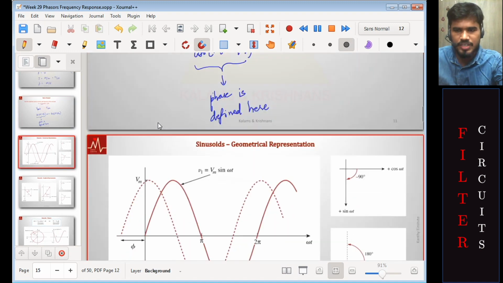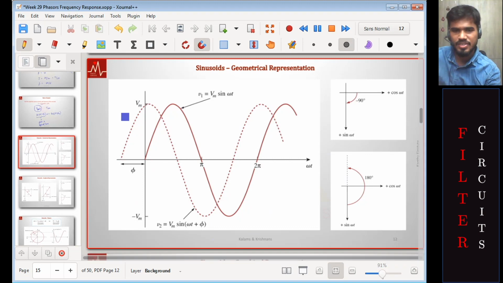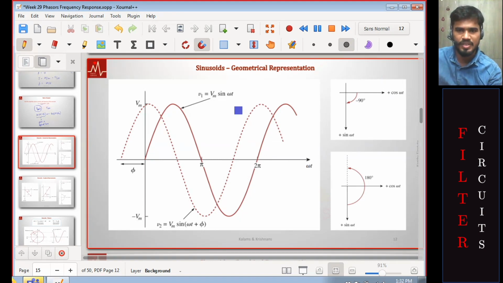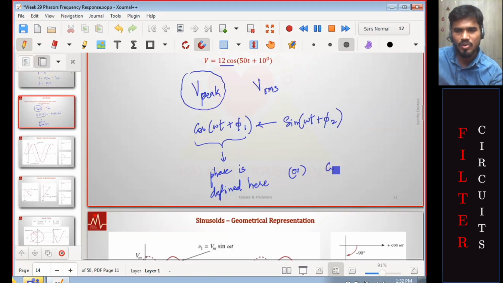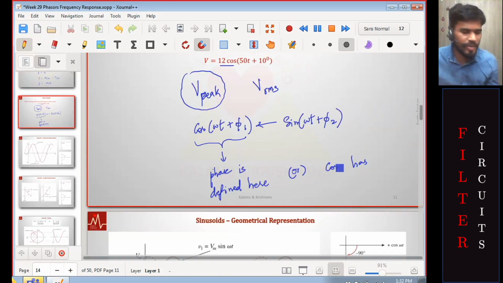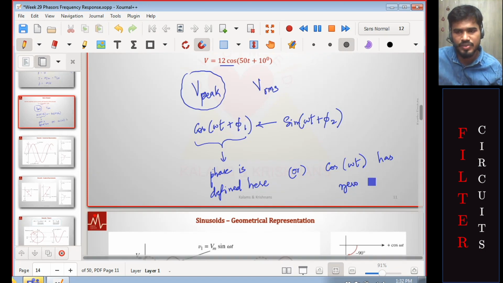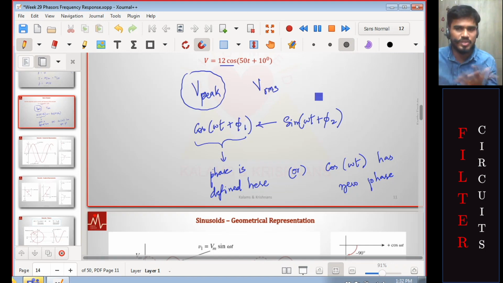So there is a shortcut here. That shortcut is that the function that has zero phase is cos. Okay. Phase is defined here, or, cos has zero phase. Cos omega t has zero phase. Sin omega t has non-zero phase. Even though it's just sin omega t, there is no plus something, it has non-zero phase.